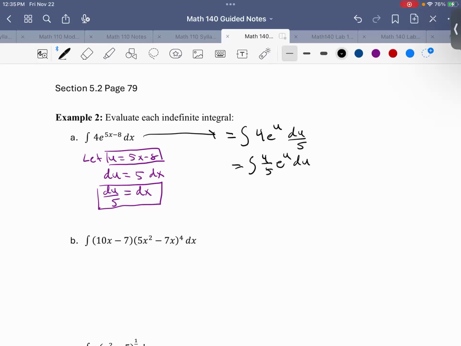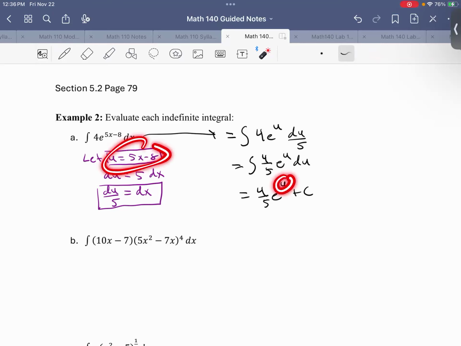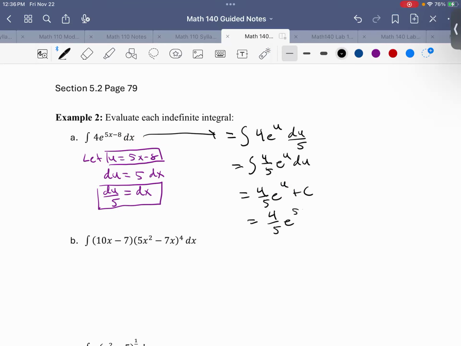And this is a pretty simple integral. The integral of e to the u is just going to be itself. So what we'll have here is 4/5 e to the u plus c. And then our last step is to plug in what u equals. So I'm going to plug back in 5x minus 8 because we want everything in terms of x. So 4/5 e to the 5x minus 8 plus c. Okay, and that is our answer for A.